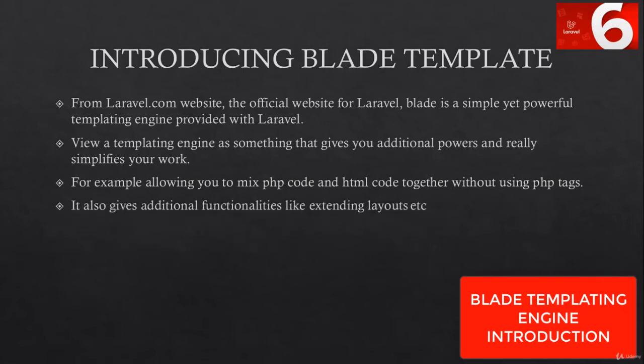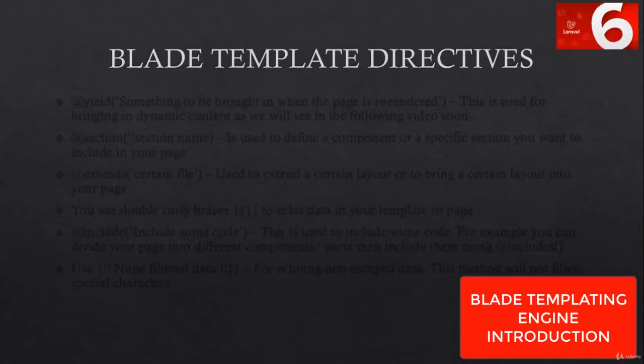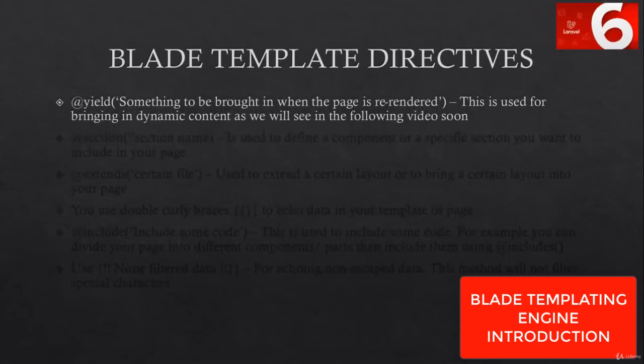Okay, so basically a templating engine gives you additional functionalities. For example, we'll see that echoing data is very simple, and also echoing data that comes from the models. When you want to render it in views, it becomes very simple when looping through using Blade template directives. We are going to look at the directives. So let's see some of the common directives used by the Blade templating engine.